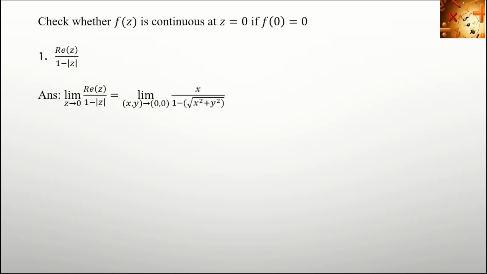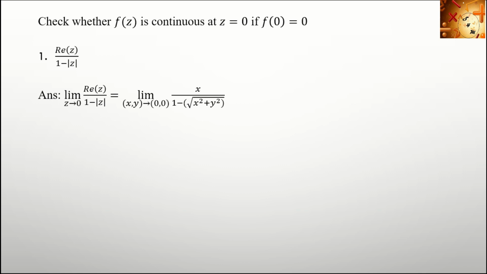First of all, I am writing it in limit form. That is, limit z tending to 0 of real part of z divided by 1 minus mod z. We know that z equal to x plus iy. So z approaching 0 means the coordinate (x, y) approaches (0, 0). The numerator is the real part of z, which means x, divided by 1 minus mod z. When z equals x plus iy, mod z equals root of x square plus y square. So here we have x divided by 1 minus root of x square plus y square.